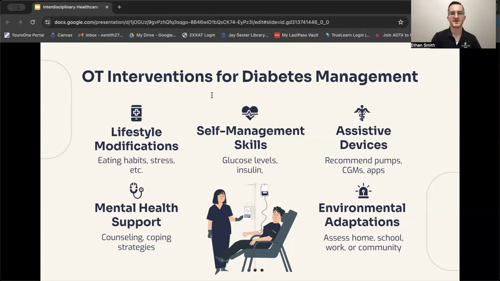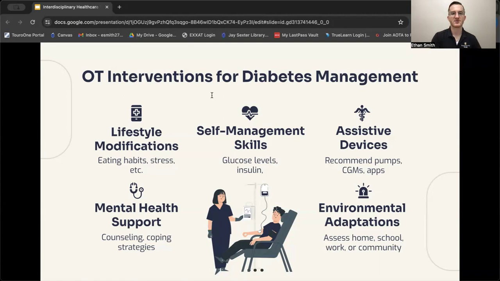Occupational therapists can also assist individuals with diabetes in developing self-management skills necessary for monitoring blood glucose levels, administering insulin or other medication, and adhering to treatment plans. We can utilize various techniques such as goal setting, problem solving, and cognitive behavioral strategies to empower individuals to take control of their health. OTs can assess the need for assistive devices and technology to support diabetes management.